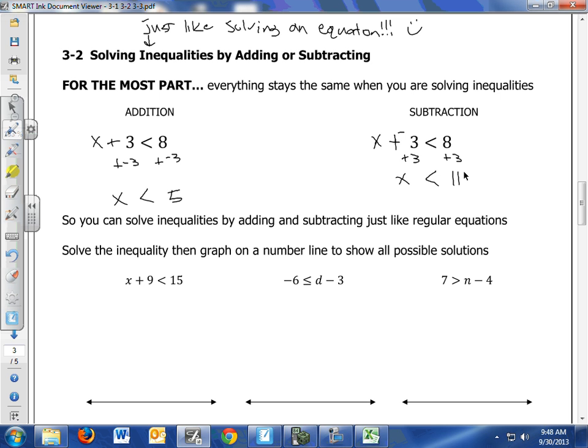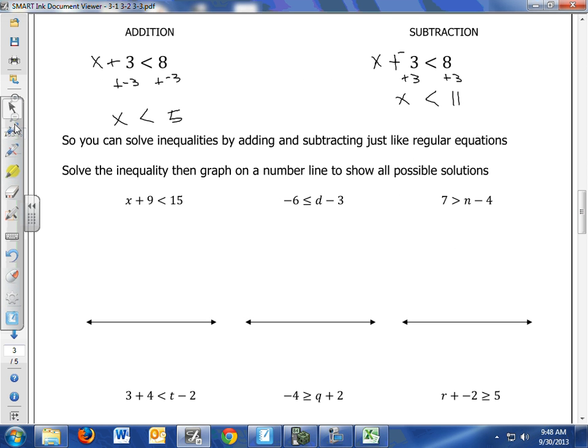Okay? So you know how to solve equations. Now you know how to solve inequalities. It's pretty much the same. The only difference is, after we solve an inequality, like this one, I would add -9 to both sides. We're going to have to show all of our possible solutions. So we don't just have one solution, like 6 or something. We have an infinite amount of solutions. We have all of these numbers that are less than 6 are possible solutions.